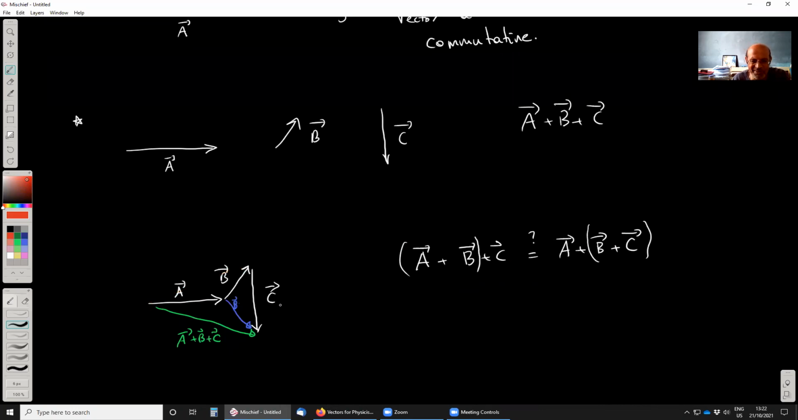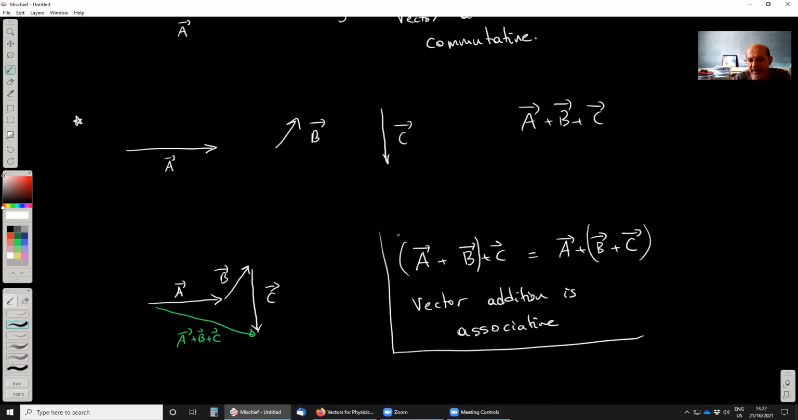So let me undo all of this because this is kind of complicated. All right. So as a result, it doesn't matter in which order you start adding them up. So mathematicians say that the vector addition is associative. The order that you have started the summation is not important.